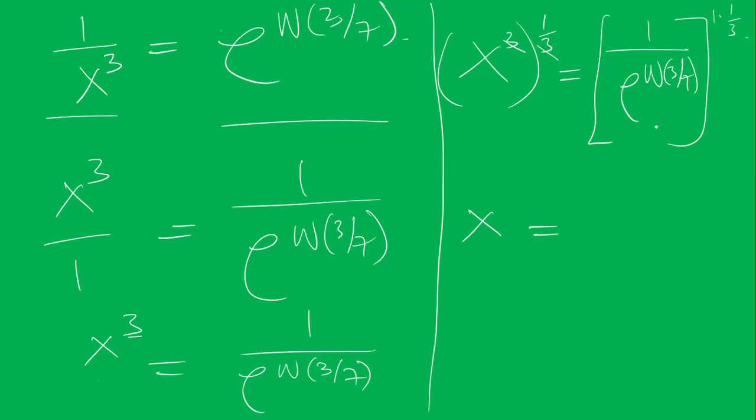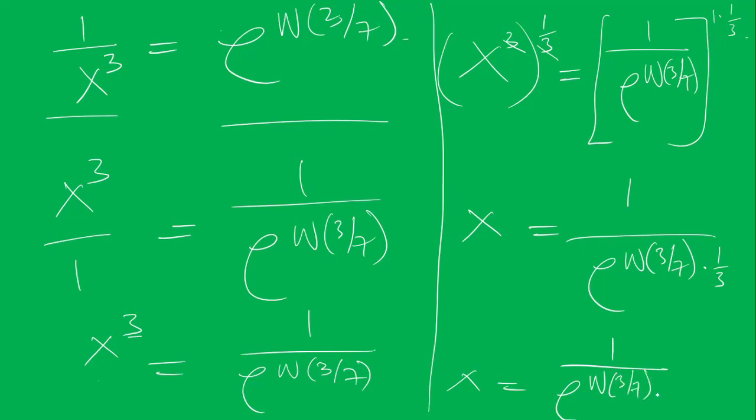here will cancel out, you have x. X is now equal to 1 to the power 1 times 1 over 3, which is 1 over 3. So that is 1 all over e to the power 3 over 7 times 1 over 3. So that is what you have here: e to the power w 3 over 7 times 1 over 3. So we now have our x to be equal to 1 all over e to the power w 3 over 7 divided by 3. So this is the final answer.